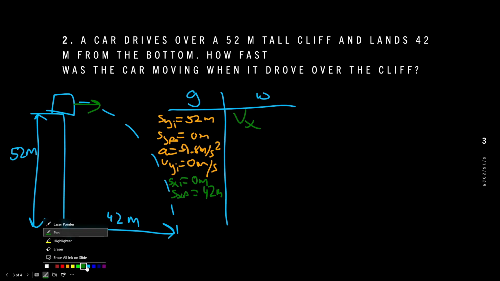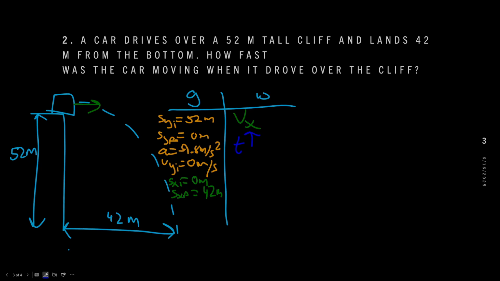And to find that, we need to find time. So I could label that in blue because that's both an x and y value. Just draw an arrow like that. So we're going to use the same formula as the first problem. So SYF equals SYI plus VYIT plus 1 over 2 AT squared. And then just plug in our values.